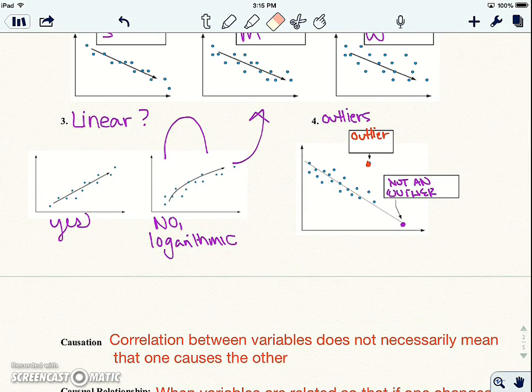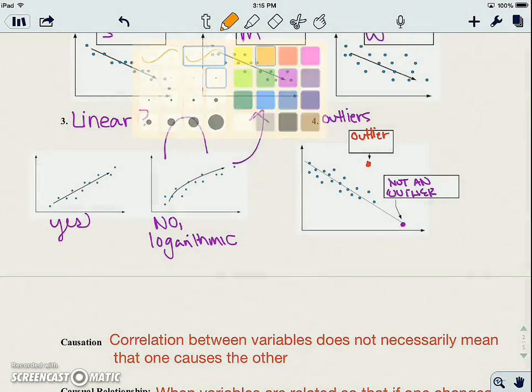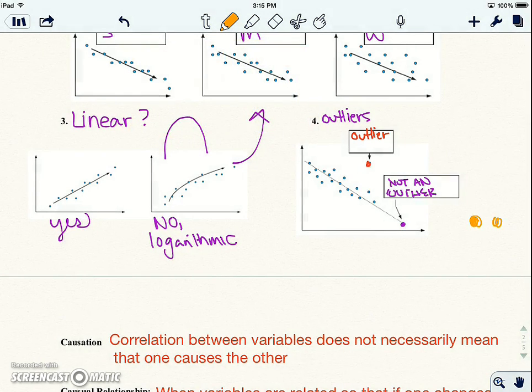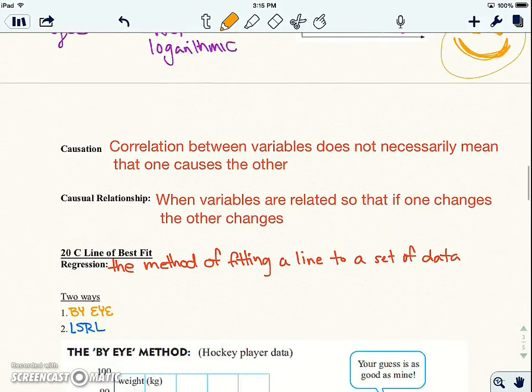And with outliers, sometimes they can be an error, and sometimes they can be the most important point. So you have to really pay attention to the outlier. Make sure you look at it and decide what to do. And we'll discuss that in class.